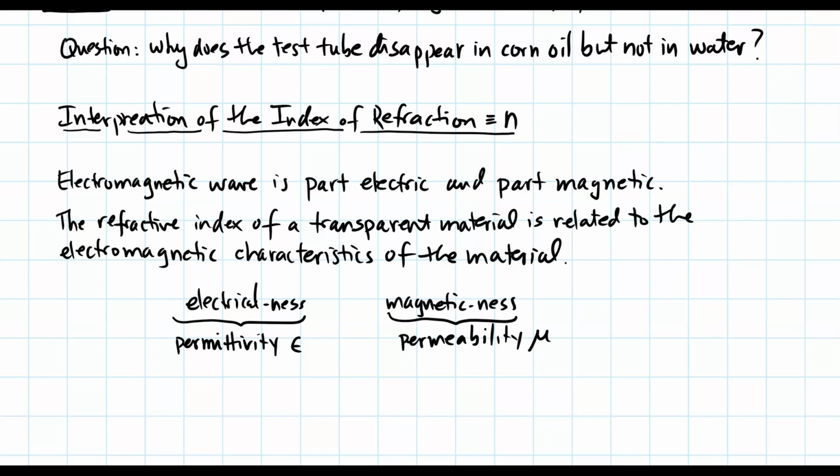However, for transparent materials in the optical frequency range, one can ignore the magnetic properties since that part of the material will not change. Therefore, the electrical property of the material is related to the index of refraction. The way the index of refraction is calculated is by looking at the ratio of the electrical property of the material to that of the vacuum, and this is related to the speed of light.